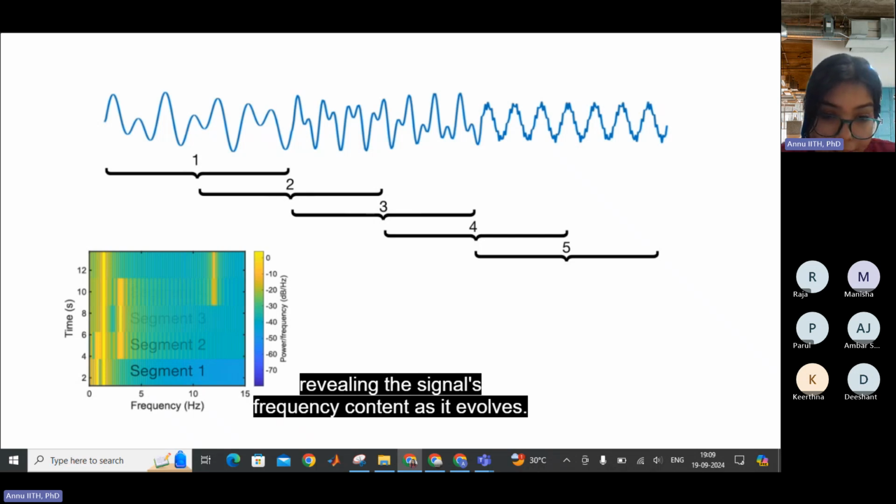Make sure that we are dividing into overlapping segments, not non-overlapping segments. It has some meaning. Why overlapping and why not non-overlapping?